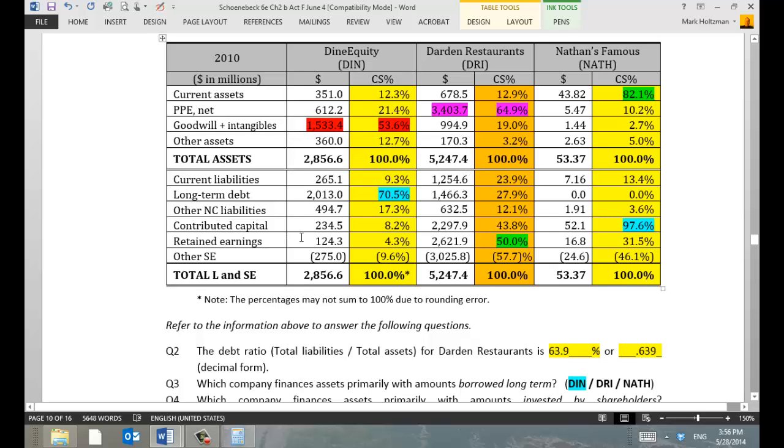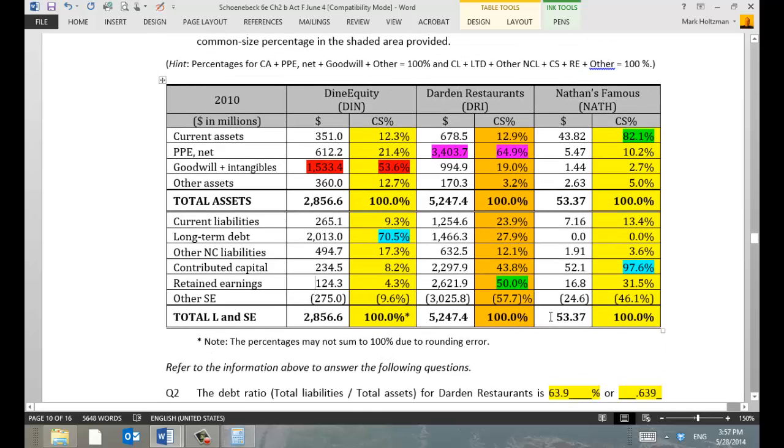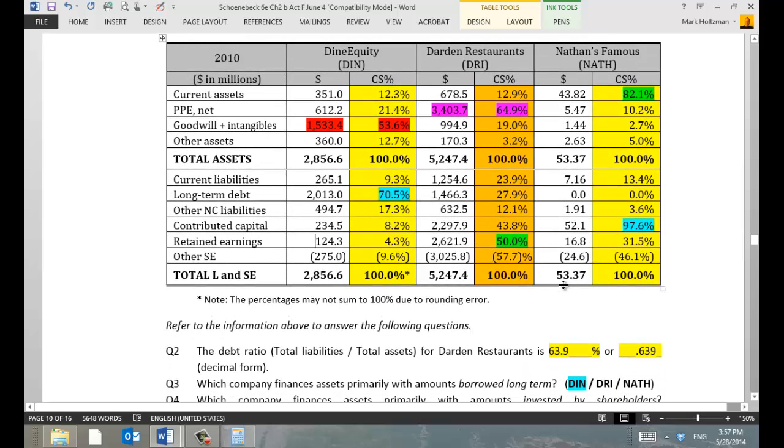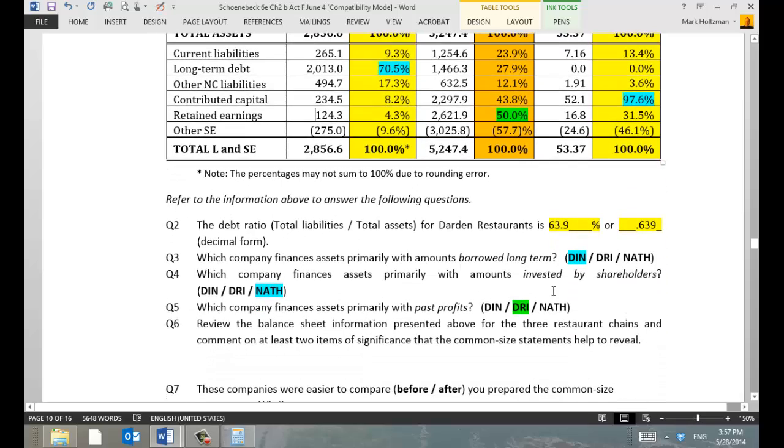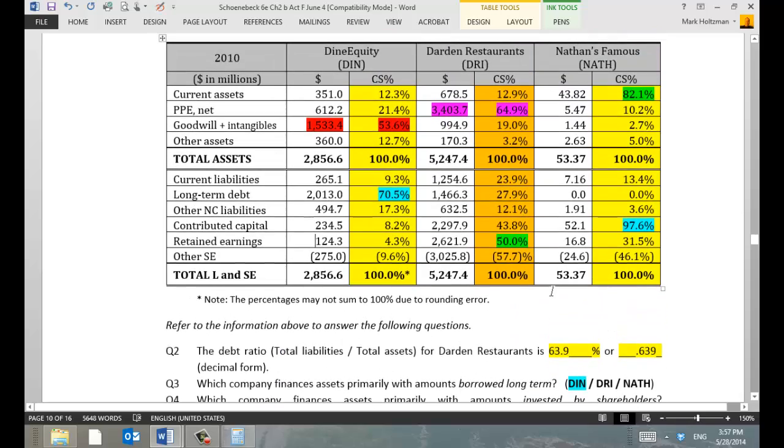Anything else you see that looks interesting? The other comparison is just the overall sizes of the balance sheets here. Nathan's is one-hundredth the size of Darden. Right? 53 million versus 5.24 billion.